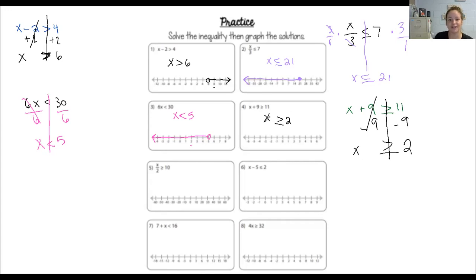So we do have it written to where the variable's first, so we're good there. We can use our trick. But where does that circle need to go? On what number? On 2. And what kind of circle is it going to be? It is going to be a closed circle because we have that line. Okay, and the tip of that inequality is pointing to the right, so we are going to shade to the right.